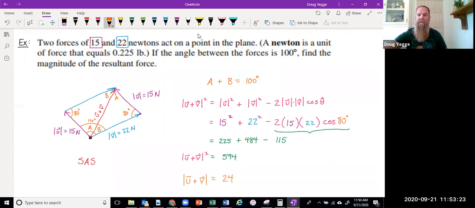And there's my answer. So notice that this is telling me that if I have a force that's pulling in one direction at 15 newtons, and a force that's pulling in another direction at 22 newtons, and they're pulling at an angle of 100 degrees between them, then I know that the magnitude of the resultant force is 24 newtons.